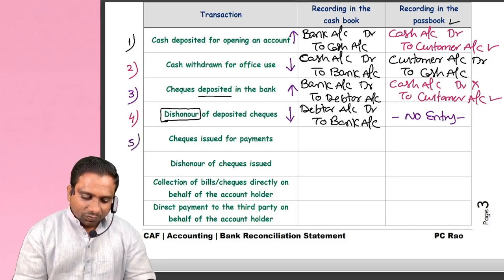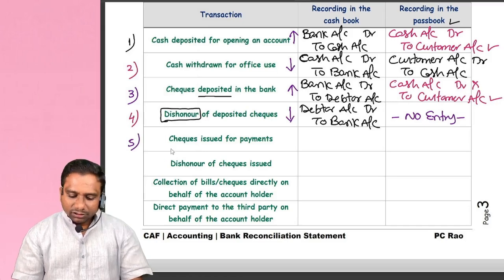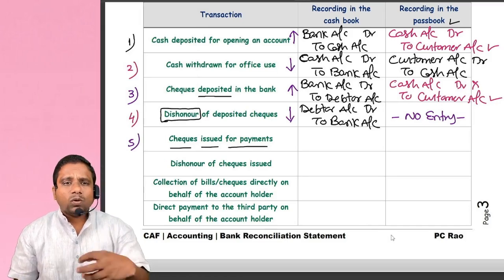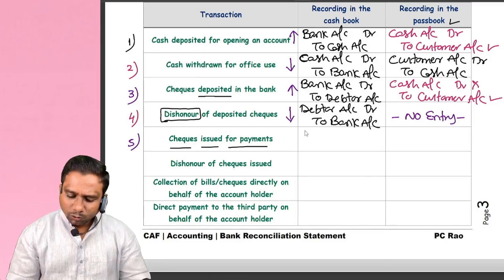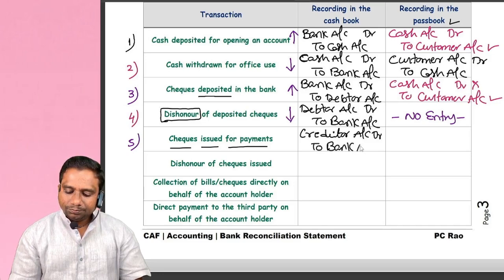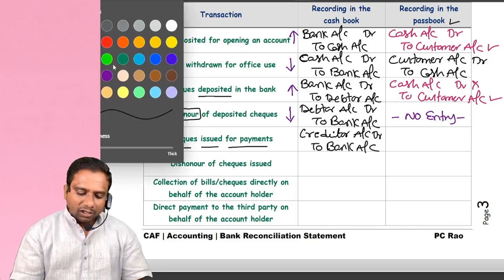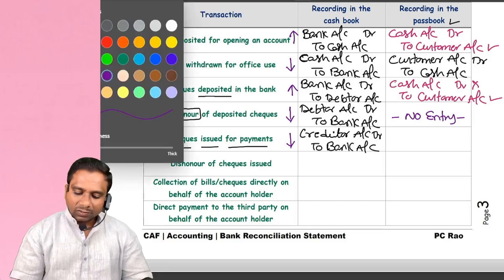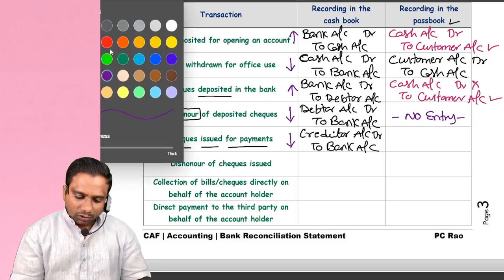Next one, look at checks issued for payment. We have issued checks. What is the entry we record? Let us say we are issuing check to a creditor. So creditor account debit to bank account. Tell me, here our bank balance gets reduced. As per books, yes.